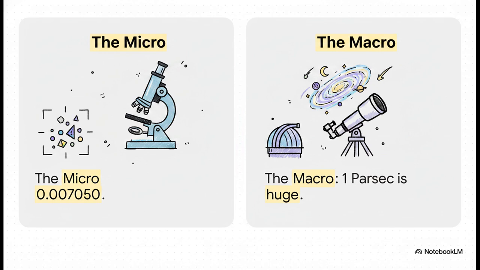For the micro, we need incredible precision. Look at a tiny number like 0.007050. Knowing how to identify exactly 4 significant figures here is absolutely vital for precise lab work. But then, in the very next breath, we flip to the macro, the cosmic scale, where a single parsec is a staggering 3.08 times 10 to the 16th meters. We are dealing with the mind-bending extremes of reality here.